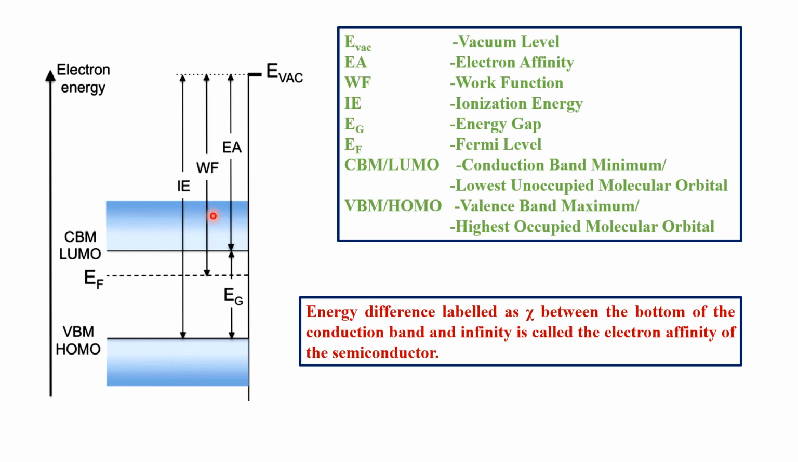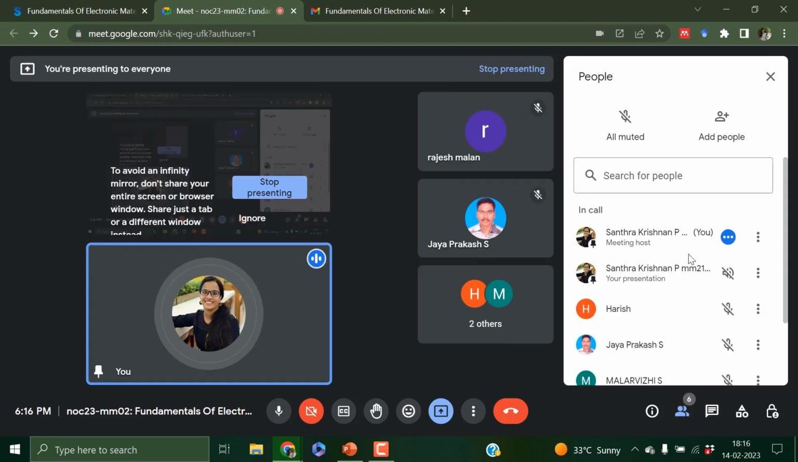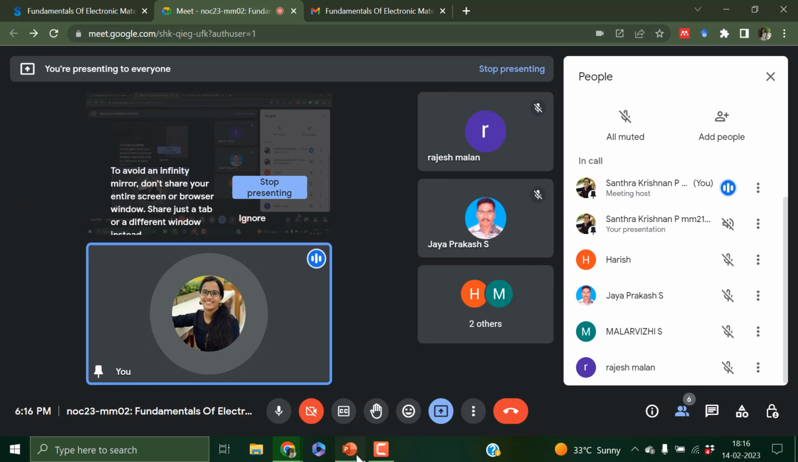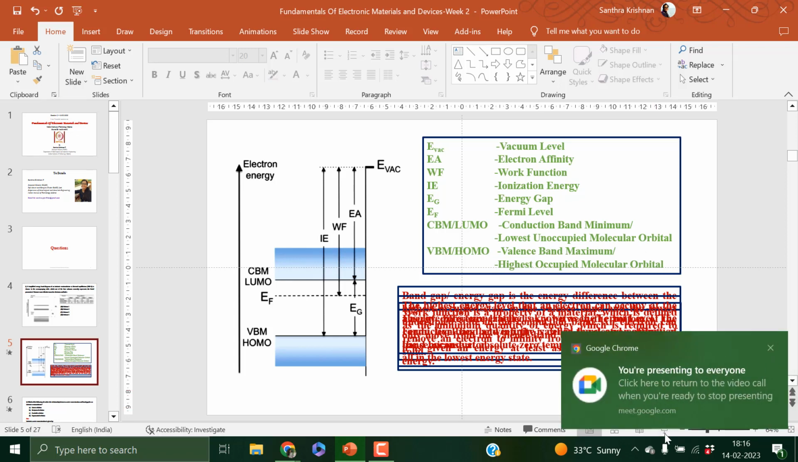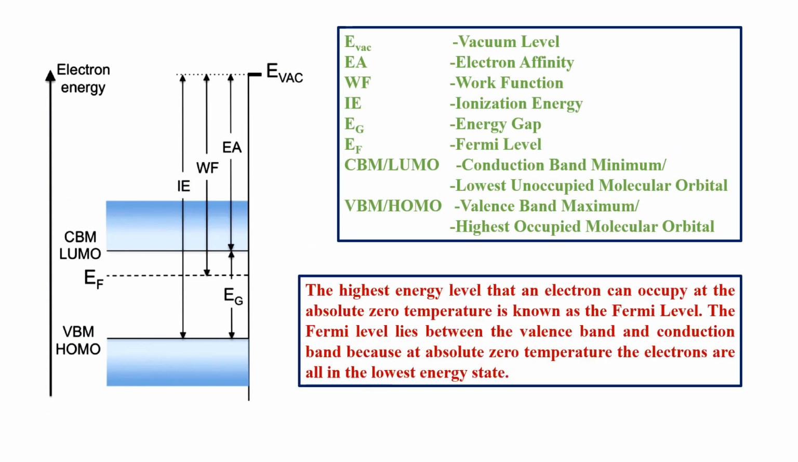First we have a few conceptual questions, and after that we will move on to the numerical part. Does anybody have any doubt regarding this diagram or the expansions? If you have any doubt, please ask right now. A few other people have also joined, I think. We have not started solving any numerical questions. We are just giving a recap of work function, electron affinity, conduction band minimum, valence band maximum. In case anybody has any doubt with this diagram, please ask right now.